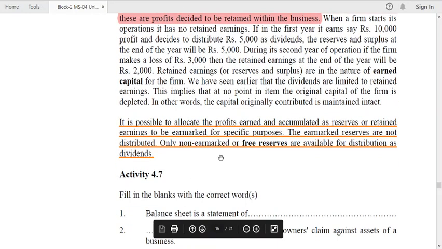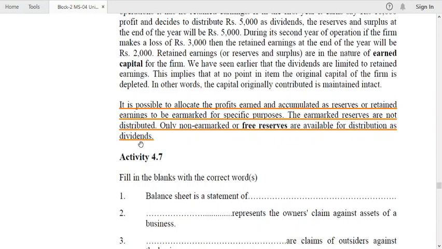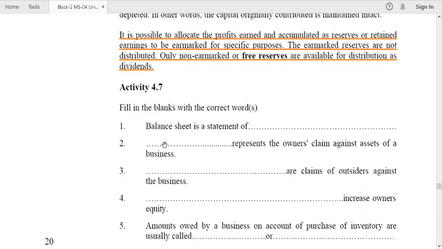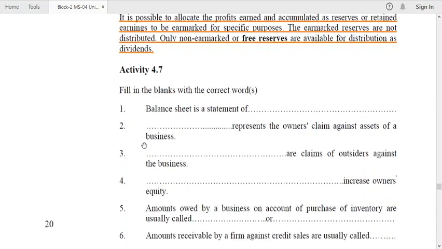It is possible to allocate the profits earned and accumulated as reserves or retained earnings to be earmarked for specific purposes. The earmarked reserves are not distributed. Only non-earmarked or free reserves are available for distribution as dividends. Right. Okay, we'll see activity 4.7.